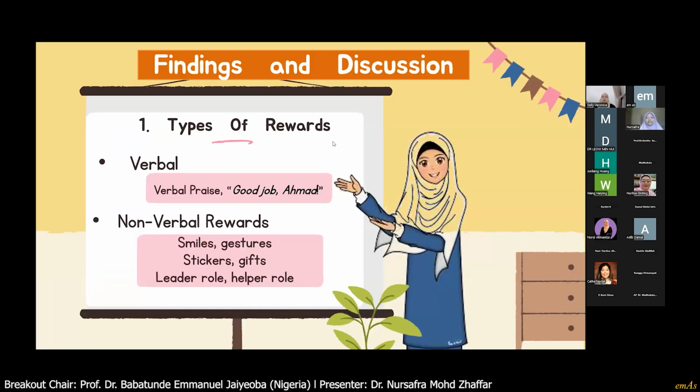There are four main themes that we found in this study. In the first theme, types of rewards, we found two main types. First is verbal rewards, such as simple praise like "good job, Ahmad," said by the teachers to the special needs students. Second, non-verbal rewards, which included smiles, gestures, giving stickers and small gifts, and also assigning helper or leader roles to the students. Interestingly, non-verbal rewards were often more effective for students with special needs.